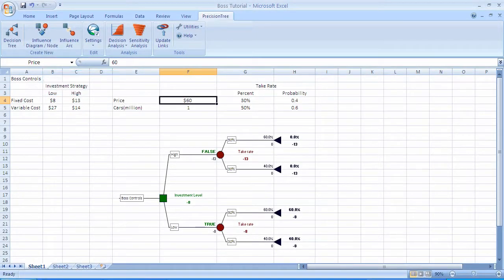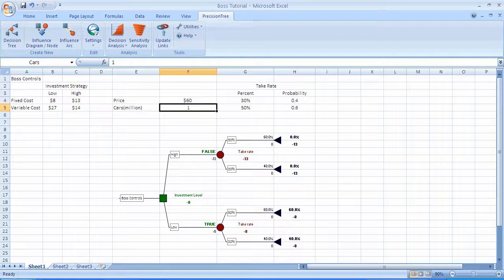Notice in the upper left-hand corner, we renamed the cell F4 as price, and now we're going to do the same thing with the number of cars sold. We also renamed cell F5, and we typed in the upper left-hand corner the word cars. Now we're going to begin working on writing in the formula in the appropriate spots.